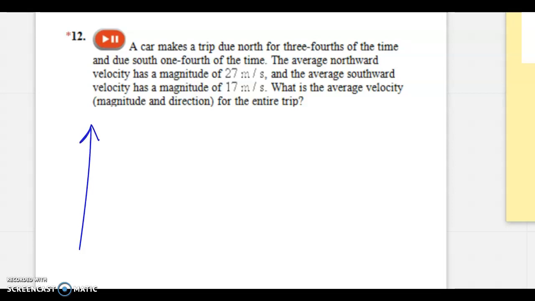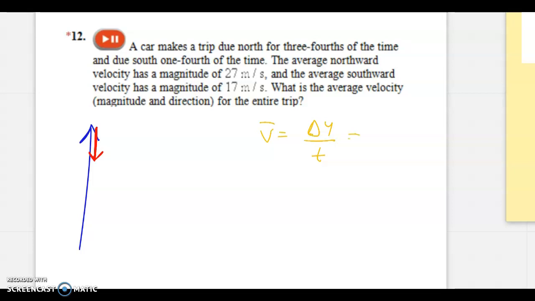Maybe this is it. Okay. Then they're going to go south, slower, and for only 1/4 of the time. So not that far. So something like that. Now they want to know what's the average velocity for the entire trip. So what I'd really want to do, average velocity, is displacement. I'm putting y because I drew it that way.